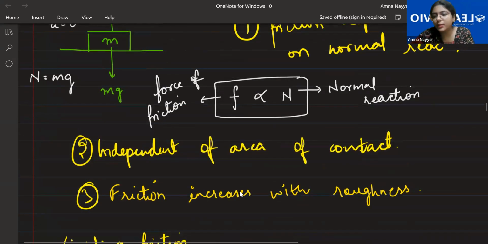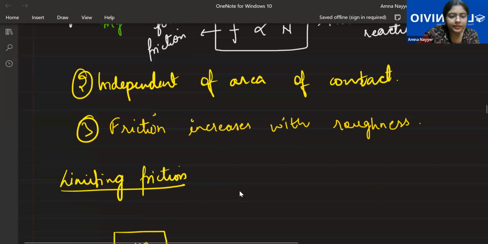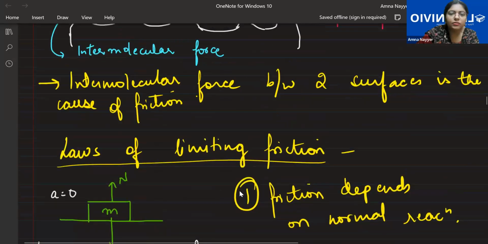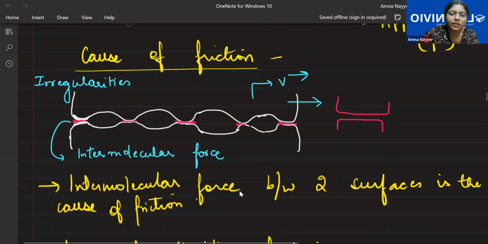And definitely it increases with roughness. More irregularities, more contact, right? And more will be the force of friction. Okay. Coming to the formula and all, first you write this, the cause of friction. Write it here.